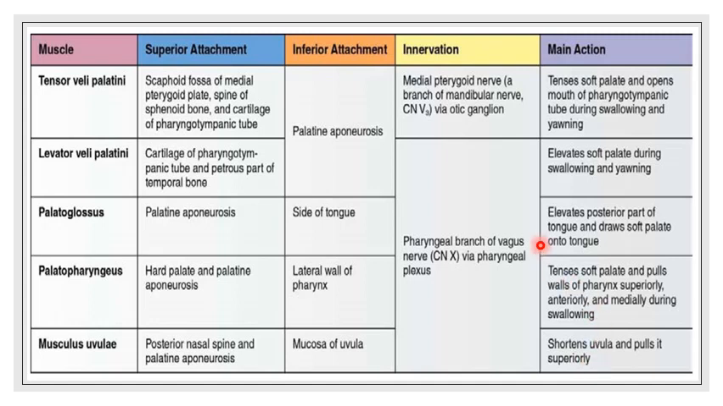Now the nerve supply of the muscles of the soft palate. All the muscles of the soft palate are supplied by the pharyngeal branch of the vagus nerve via the pharyngeal plexus, which carries the cranial part of the accessory nerve, except the tensor veli palatini. Tensor veli palatini is supplied by the mandibular nerve.